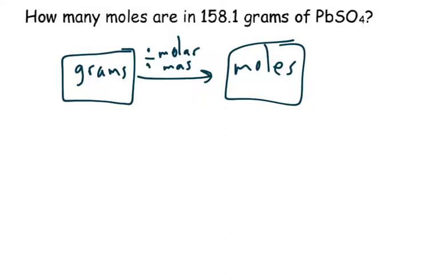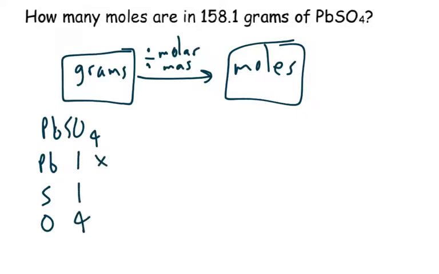What we need to do here is find the molar mass of lead(II) sulfate. So we'll go ahead and do that. We have 1 lead, 1 sulfur, and 4 oxygen. Then we're going to go to the periodic table and find their atomic masses. Lead is 207.2. Sulfur is 32.06. Some periodic tables you can round it to 32.07. We'll keep it at 32.06. And oxygen is 16.